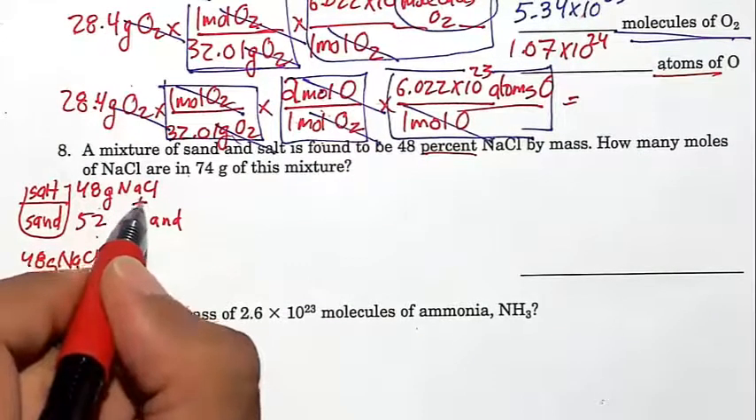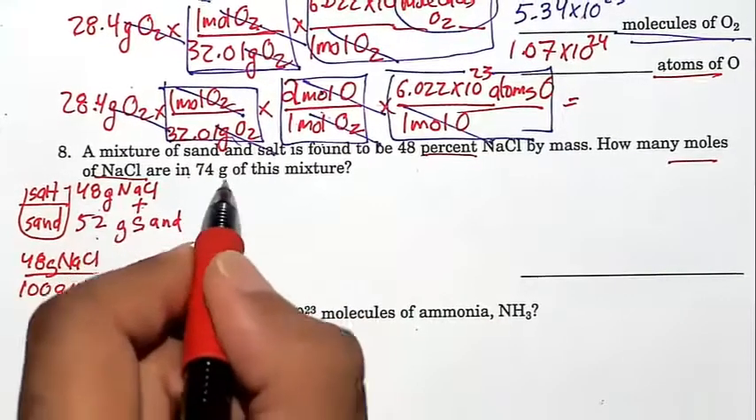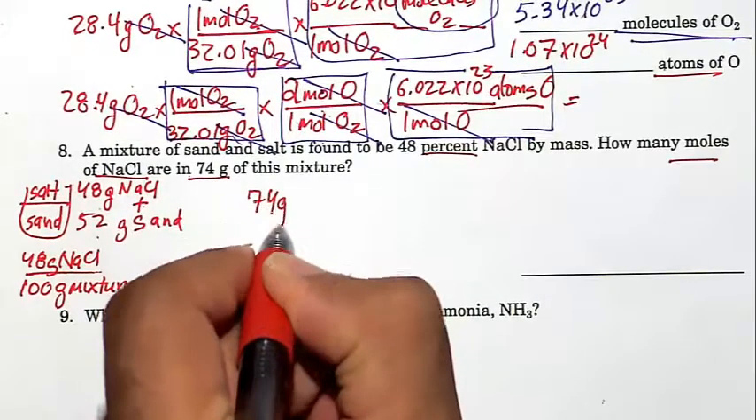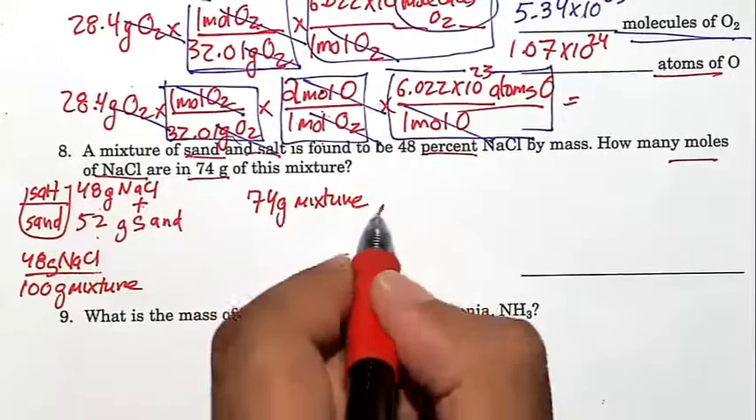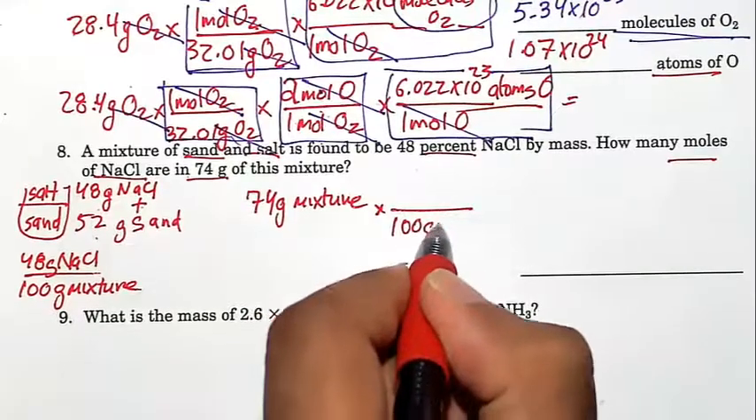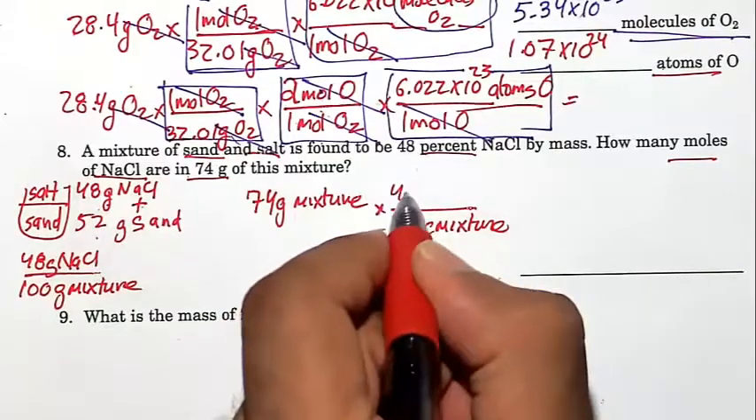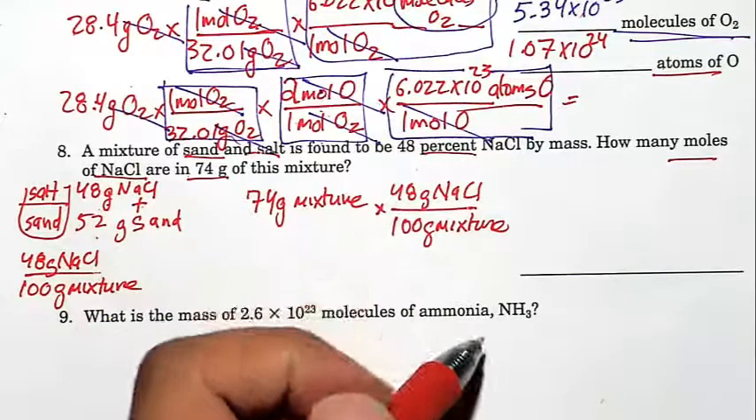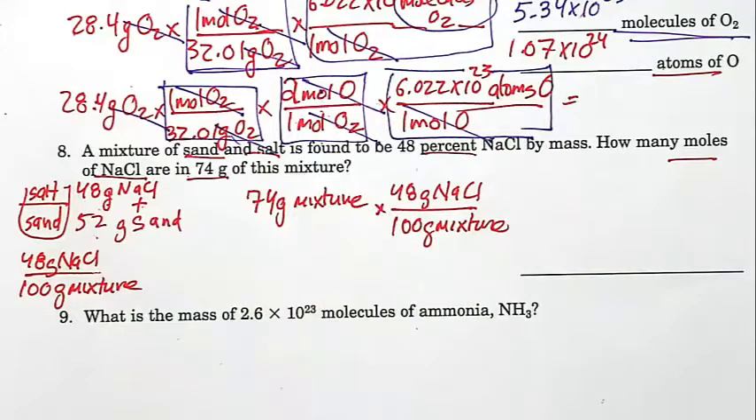Okay, and what is my mixture? Sodium chloride and sand. So that would be the proper conversion factor to use. You're asked for how many moles of sodium chloride are in 74 grams of this mixture. So 74 grams of the mixture. The mixture is sand and salt. Well, we know that in every 100 grams of mixture of sand and salt, I have 48 grams of sodium chloride. That is essentially 48%. 48 divided by 100, multiply that by 100 to get 48%.